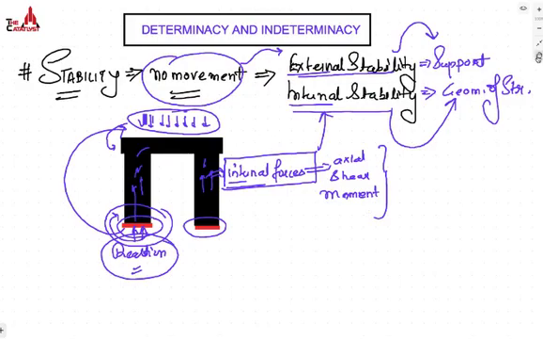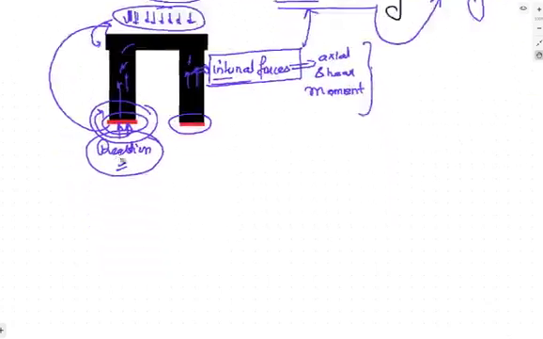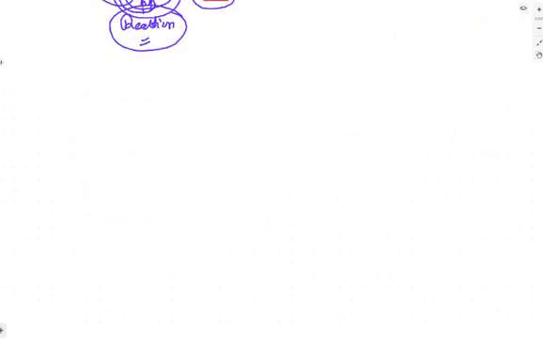Fine. It means that for the body to be stable, it should be externally stable as well as internally stable. अब सबसे पहले let's talk about external stability.